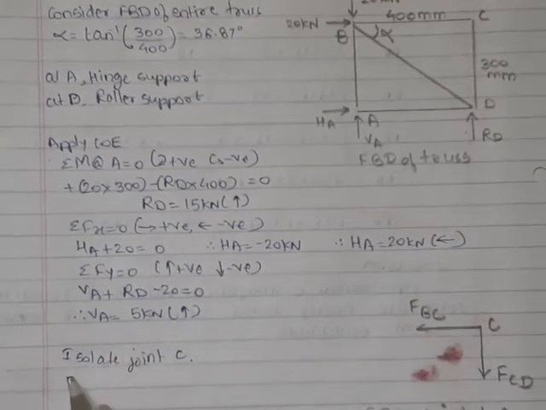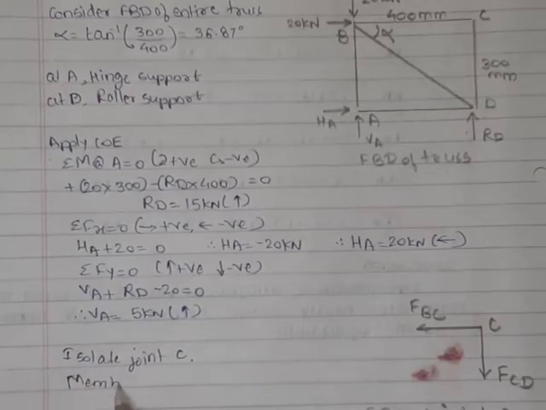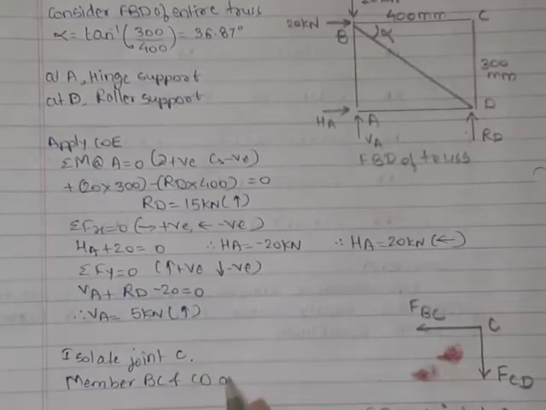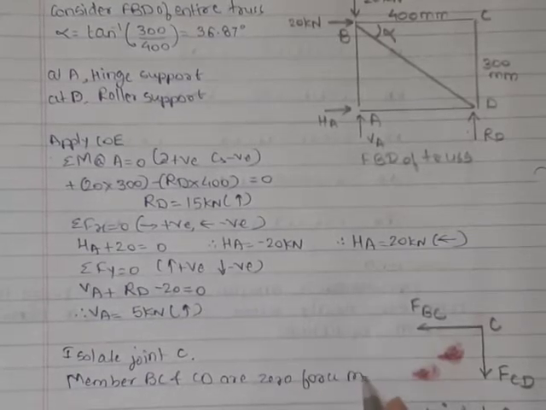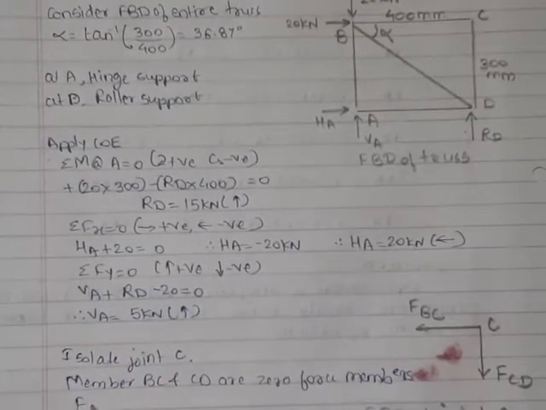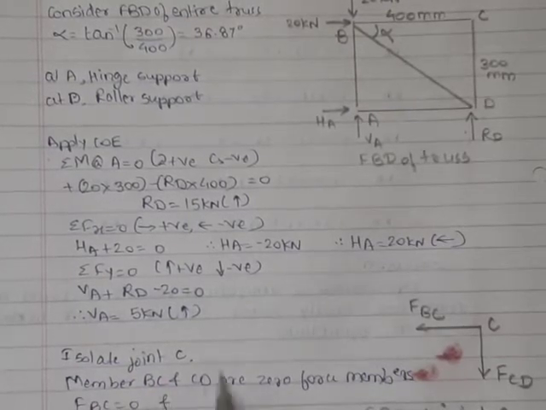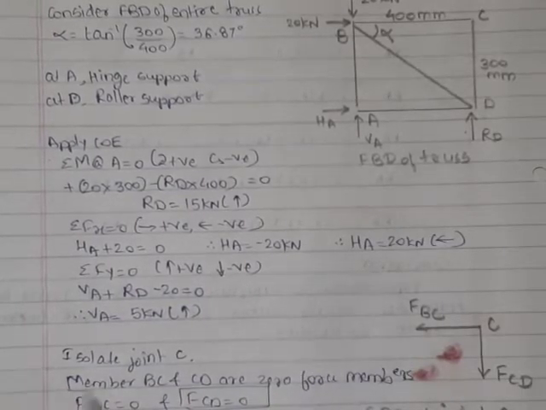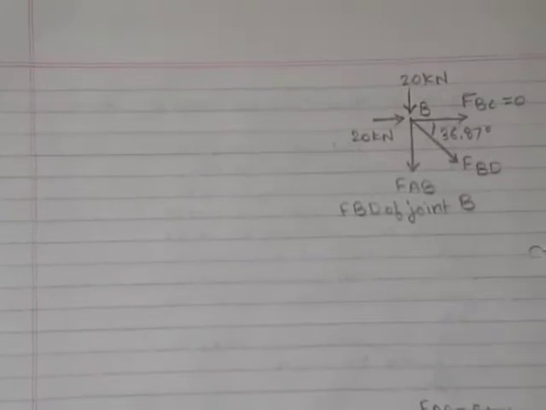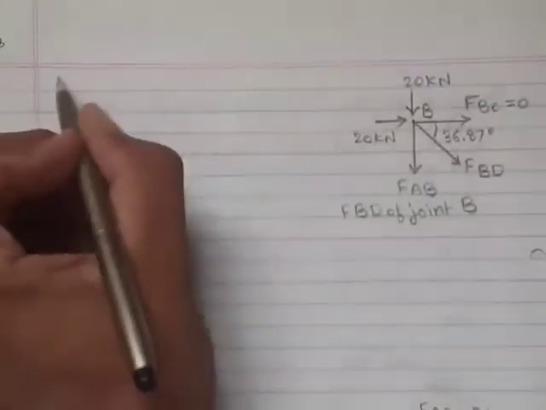Therefore we can say member BC and CD are zero force members. That is, we can say FBC is equal to 0 and FCD is equal to 0. So we got the force value in the two members which is equal to 0. Now we'll isolate joint B and apply condition of equilibrium. So we have isolated joint B.